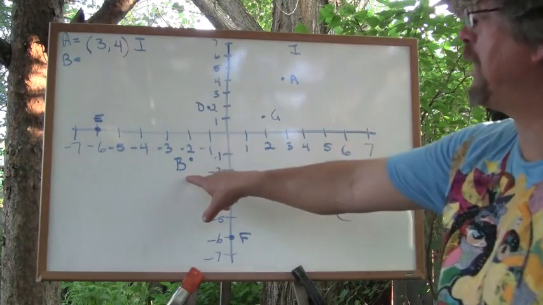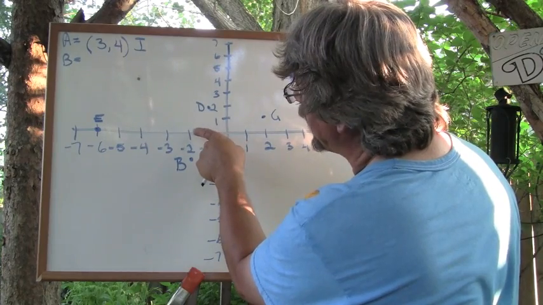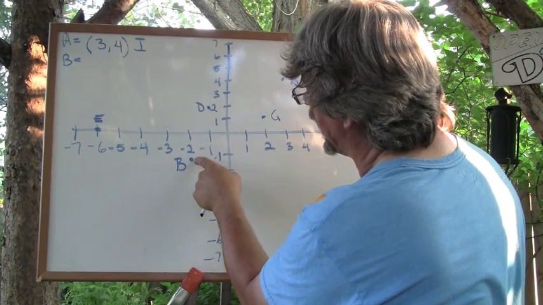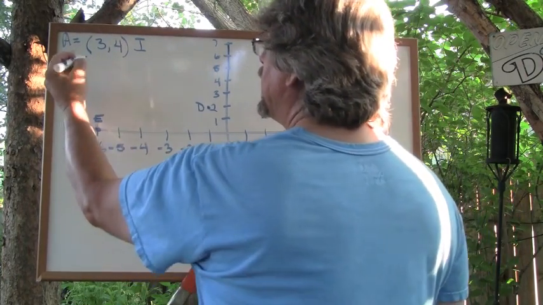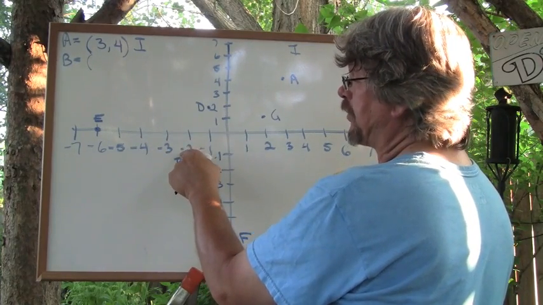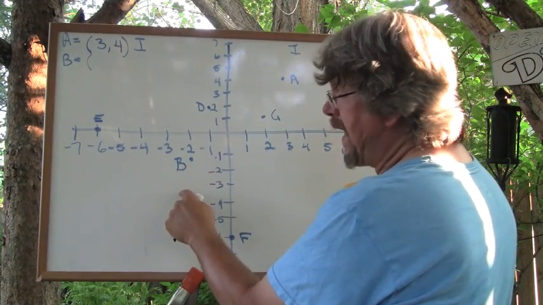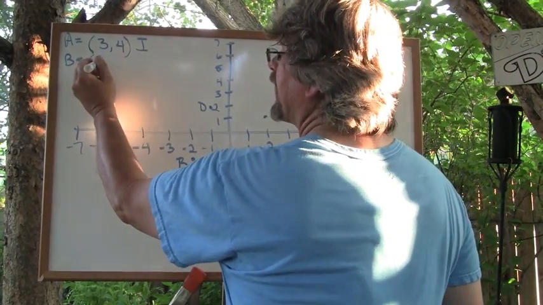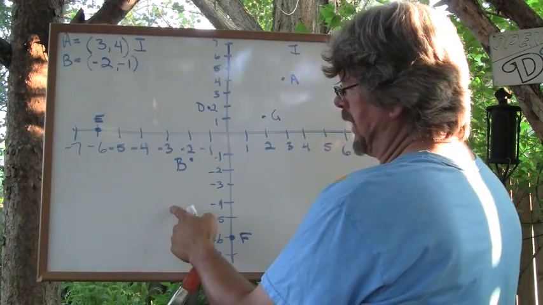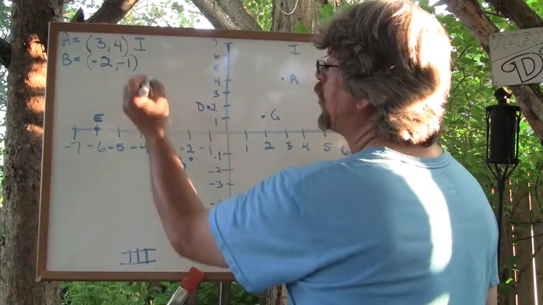What are the coordinates of B? B is down here. So we start on the x-axis, we go over 1, 2, there it is on 2, and then we come down 1. So this B is going to be, we're going to the left on x, which is in negative territory, negative 2, and we're going down below x, which is negative in the y. So this is going to be negative 2 and negative 1. It's in this quadrant, and this is the third quadrant.